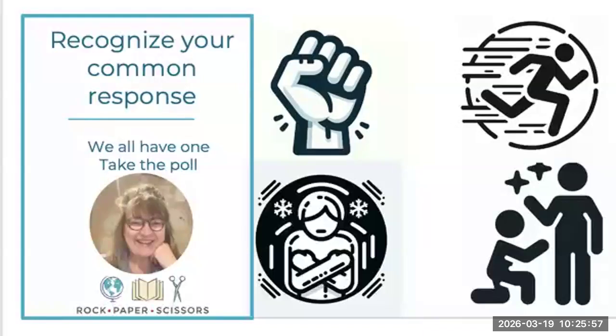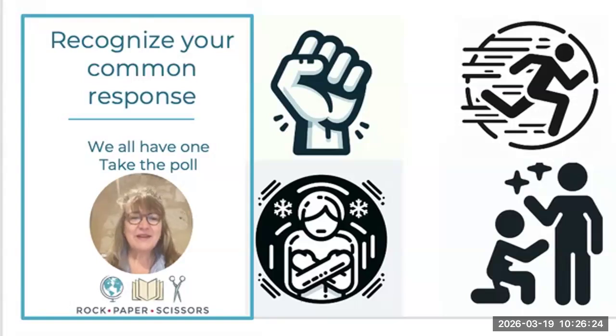Ligia says fight. Here we go. So I'm going to end the poll and then I'll show you the results. Ligia, you are right. Yeah, so 55% of you said fight, 27% of you said flee, and for each of the other two, freeze and fawn, that was 9% each.